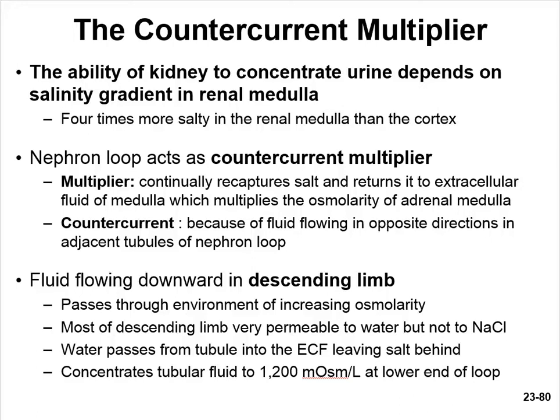The nephron loop acts as a countercurrent multiplier, which continually recaptures salt and then returns it to the deep medullary tissue. It's called a multiplier because it multiplies the osmolarity deep in the medulla, and a countercurrent mechanism because it's based on fluid flowing in the opposite directions in 2 adjacent tubules. Remember how the loop goes downward and then upward in an ascending limb?